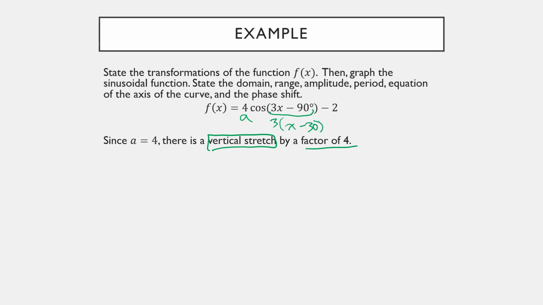When you factor it out, you end up with 3 times x minus 30 degrees. And now we can clearly see that the k value is 3. That means there's a horizontal compression by a factor of 1 over 3. This always throws people off.